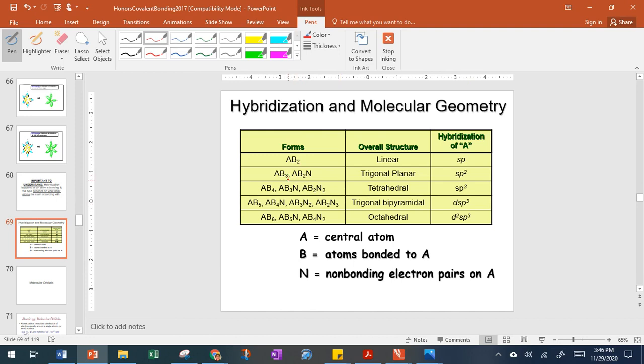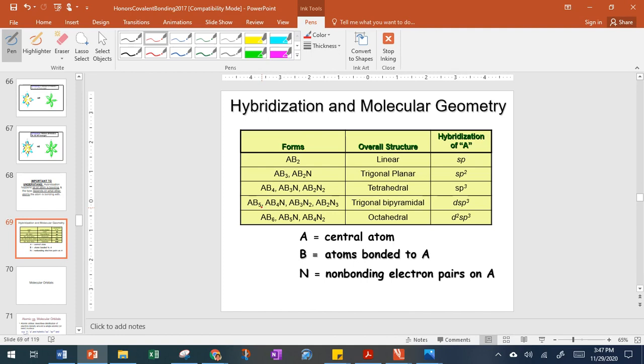When we have 3 regions, either 3 bonding or 2 bonding and 1 non-bonding, we have 3 regions total. We would need something with 3 regions with the hybrid, which would be sp2. When we have 4, either AB4, 3B plus 1N, which equals 4, or 2B plus 2N, which equals 4, that will require 4 regions, which will be our sp3. 1 plus 3 is 4.